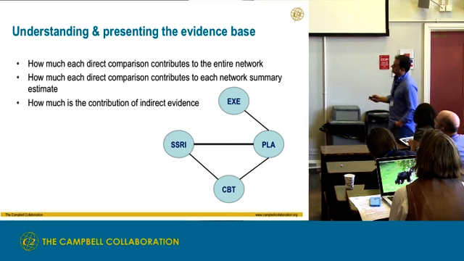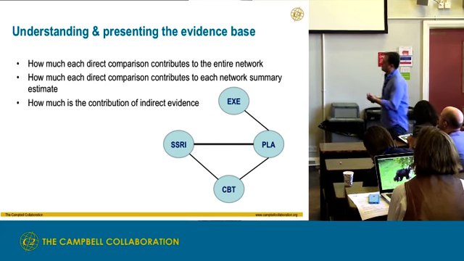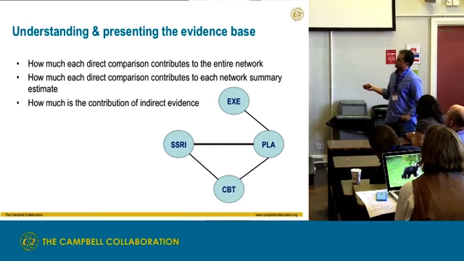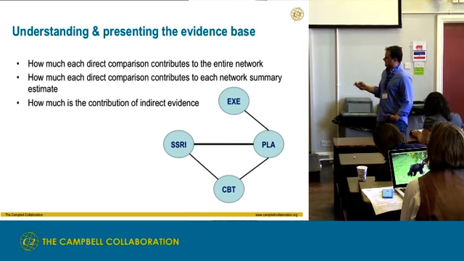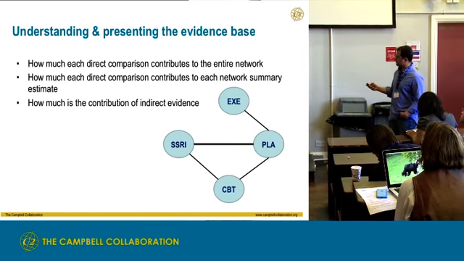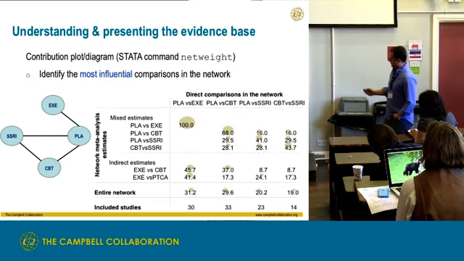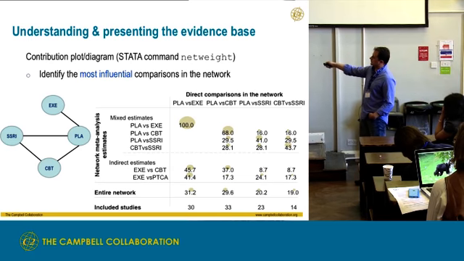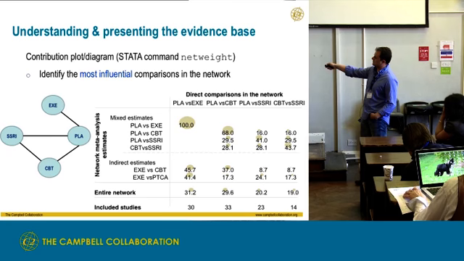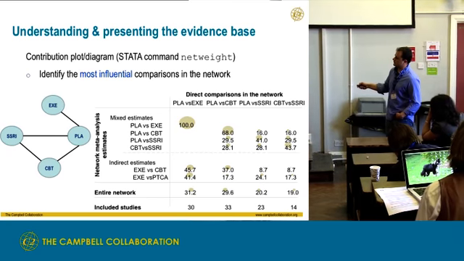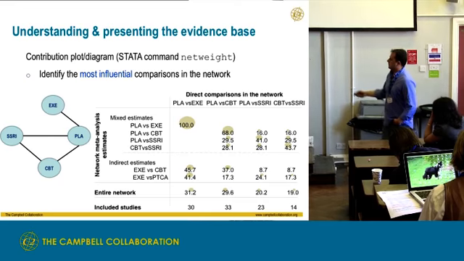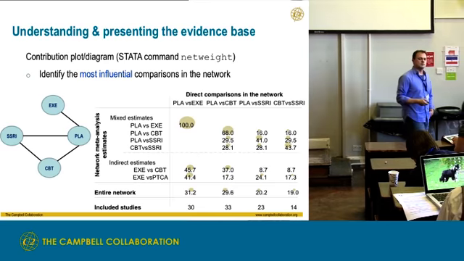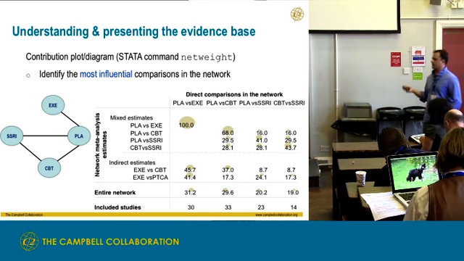We have another command that I'll show you that gives you information about how much each direct comparison contributes to the entire network, and also how much is the contribution of the indirect evidence. Suppose that I have this network. These are the 4 direct comparisons. So I have placebo versus exercise, placebo versus CBT, placebo versus SSRI, and CBT versus SSRI. And these are all the estimates that I get from network meta-analysis, because I get estimates for the direct and the indirect comparisons.